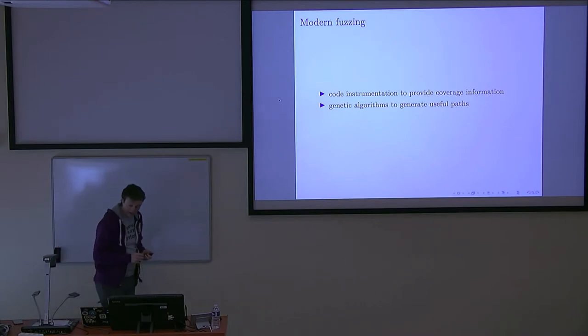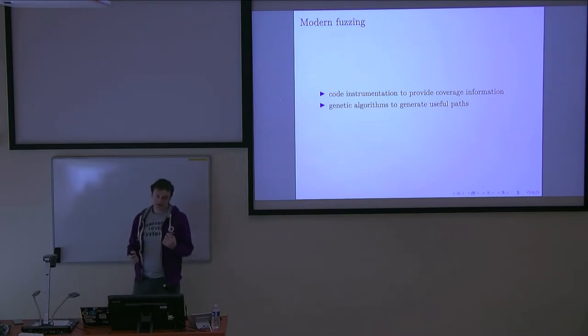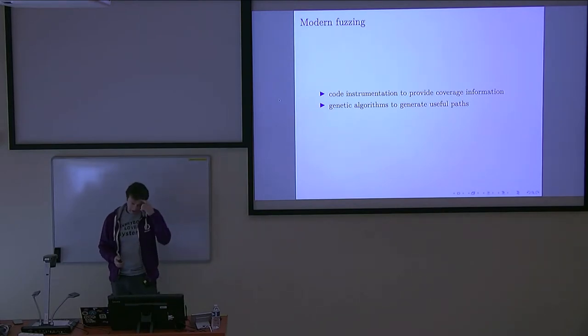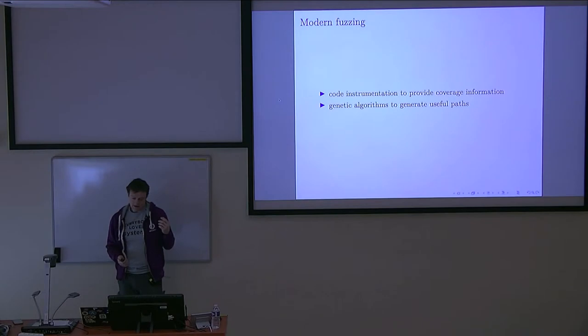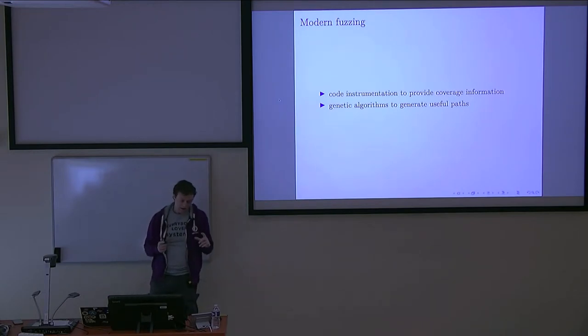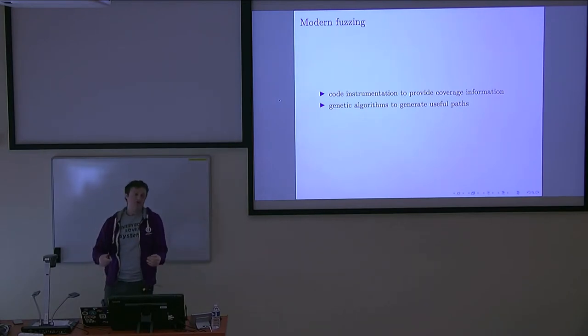And the second thing is that people started using genetic algorithms to actually take this feedback data and try to generate inputs which would hit more new places in the code. You can think about this as a black box optimization problem where you run some, you generate some input. The input space is very large because you have, let's say, a kilobyte of data where any bit and any byte can be set to an arbitrary value. And then you run your program and you get some number that specifies what the coverage was.